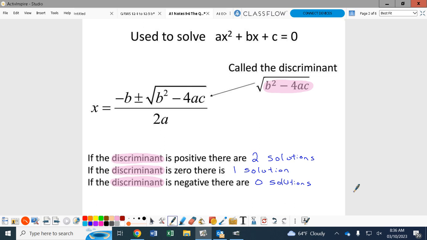Let's go ahead and try some problems. That's everything we're learning today, guys, is this formula. That's it. The rest of what we got is just examples. Okay, here we go. Let's use it.